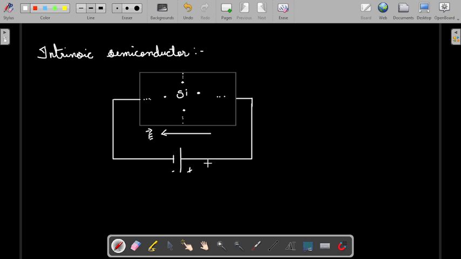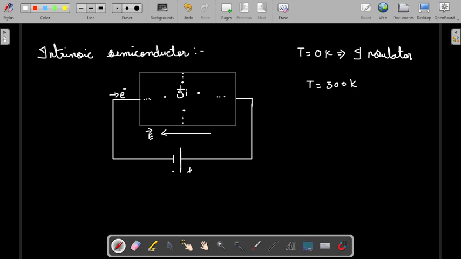So here, at T equal to 0, we know that the semiconductor will act as an insulator. So there will be no movement of electrons and holes. This we discussed many times. If we take the example of T equal to 300 Kelvin, then due to the applied voltage, there will be an inbuilt electric field produced. Based on that, there will be some movement of electrons and holes.